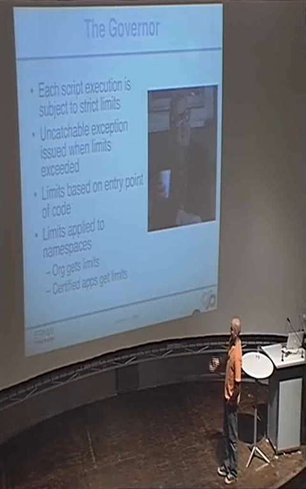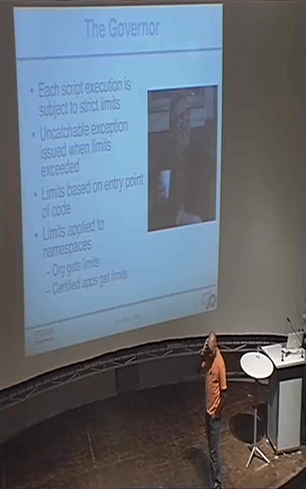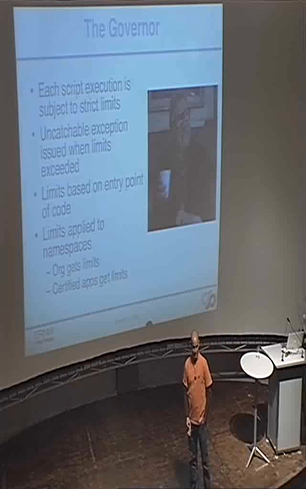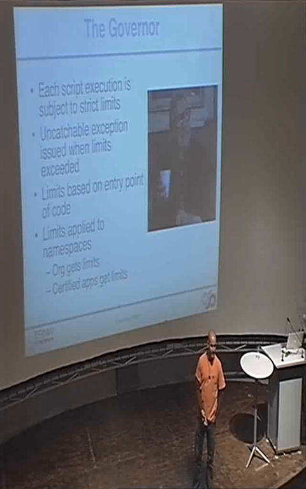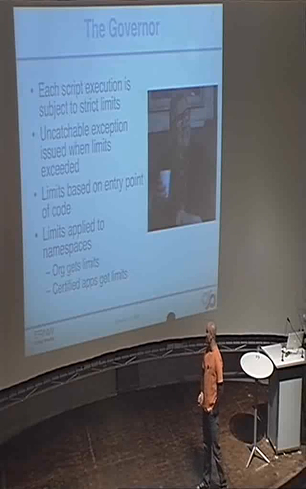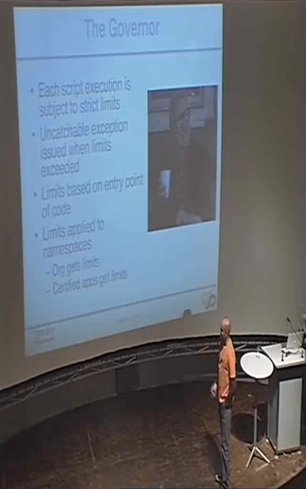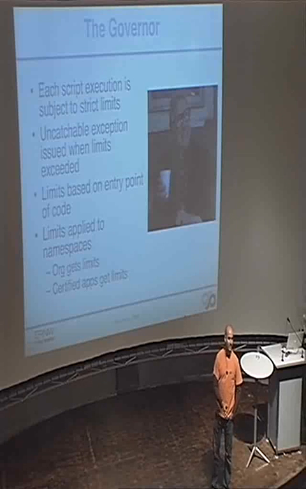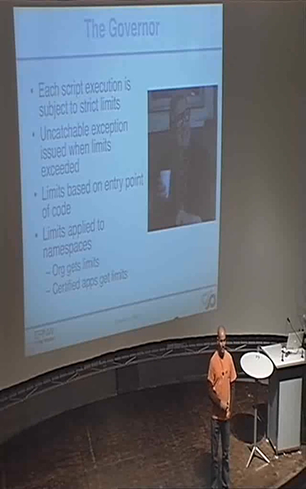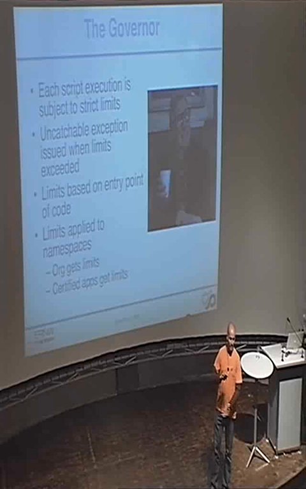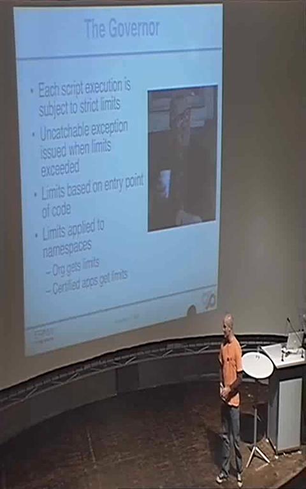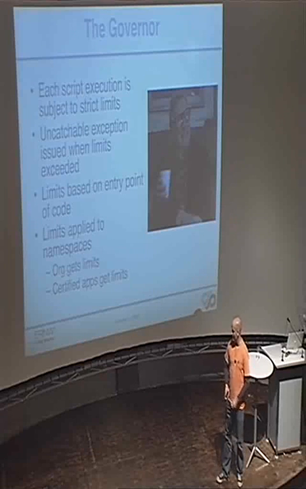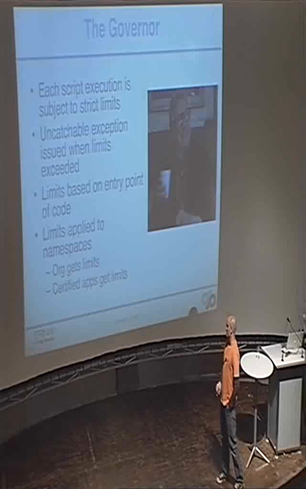We'll talk about some of the limits shortly, but when a limit is exceeded, pretty much your application is killed. At that point, an exception is thrown, and you can't catch it, and so it dies. The limits vary depending on how much you pay, depending on where the code is called from, and so on. But basically, every time code executes, it's got limits. And the limits, of course, vary if you purchase apps and so on.